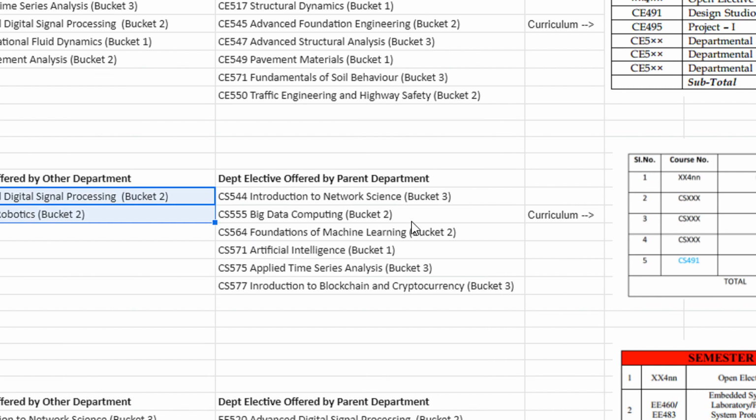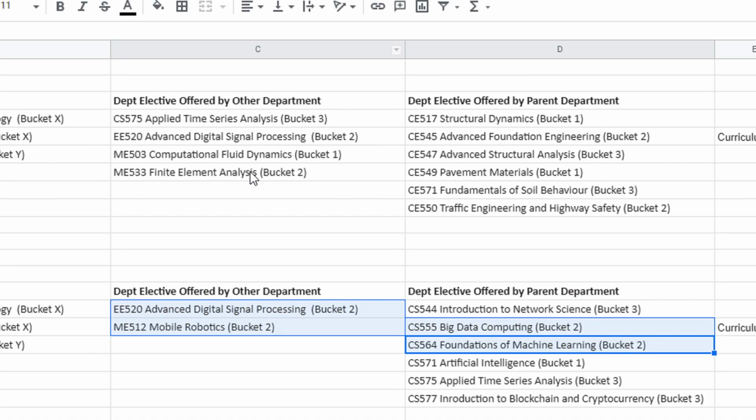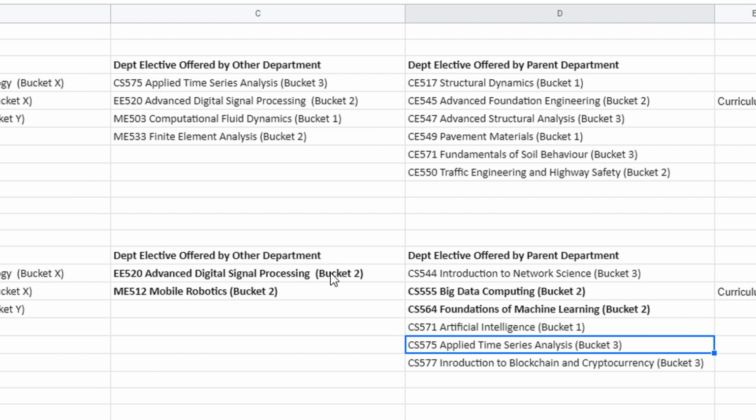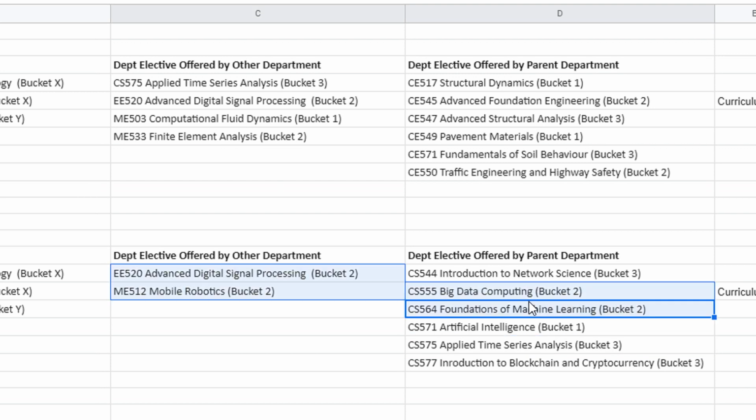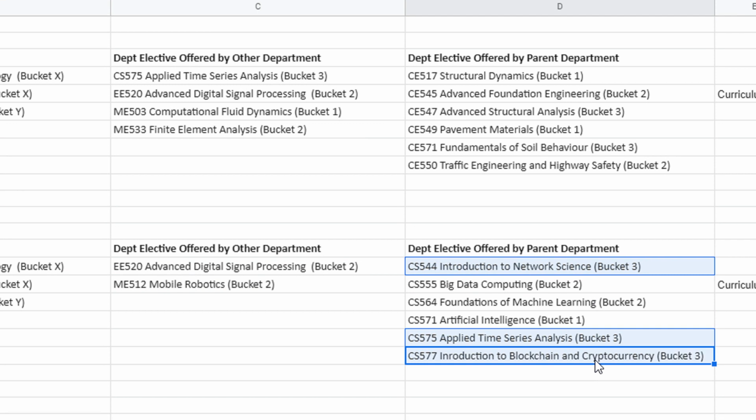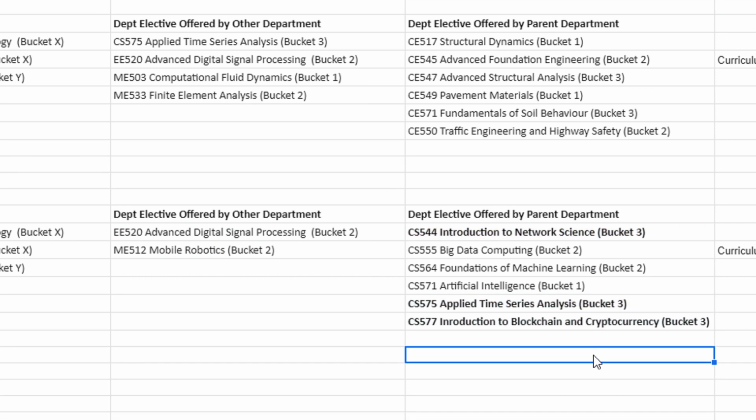Let me bold this. As you can see, bucket 2 has 4 choices. I can choose only one subject amongst these 4. I cannot choose 2 subjects. Similarly, I have chosen one subject. Now what remains? Bucket 3. Bucket 3 again has 3 subjects, but I can choose only one subject.